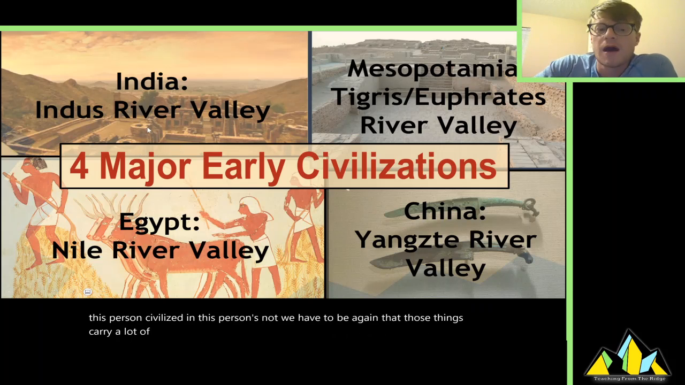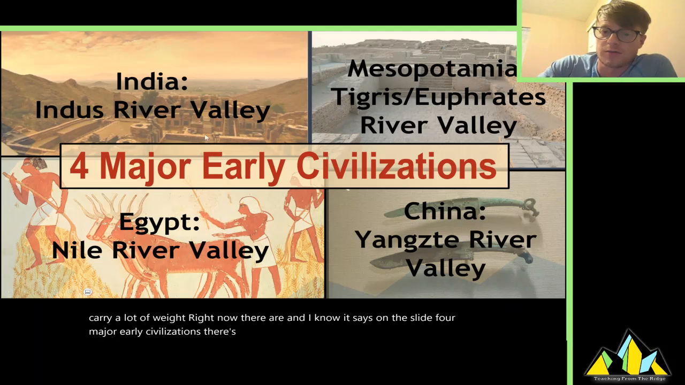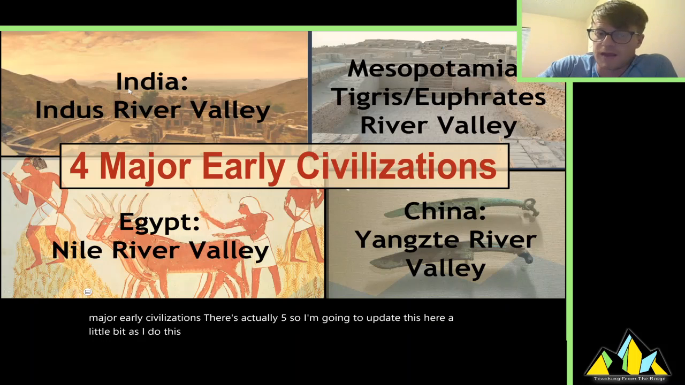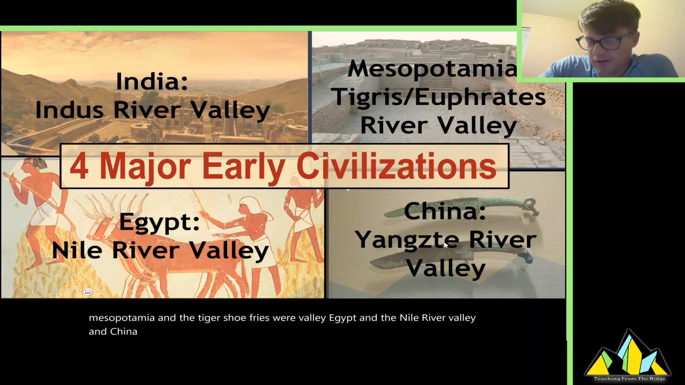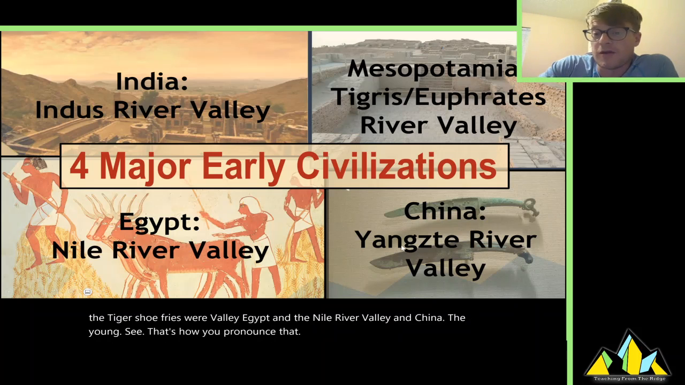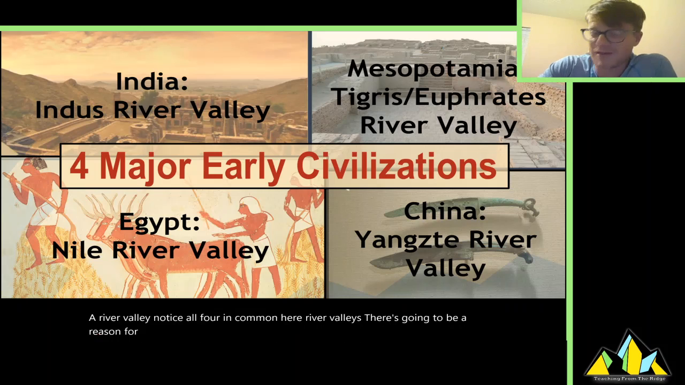All right. Now, I know it says on this slide 4 major early civilizations. There's actually 5. So I'm going to update this a little bit as I do this video. First of all, India and the Indus River Valley, Mesopotamia and the Tigris-Euphrates River Valley, Egypt and the Nile River Valley, and China, the Yangtze River Valley. Notice, all 4 have river valleys in common. There's going to be a reason for that. It's easy to farm in these places.